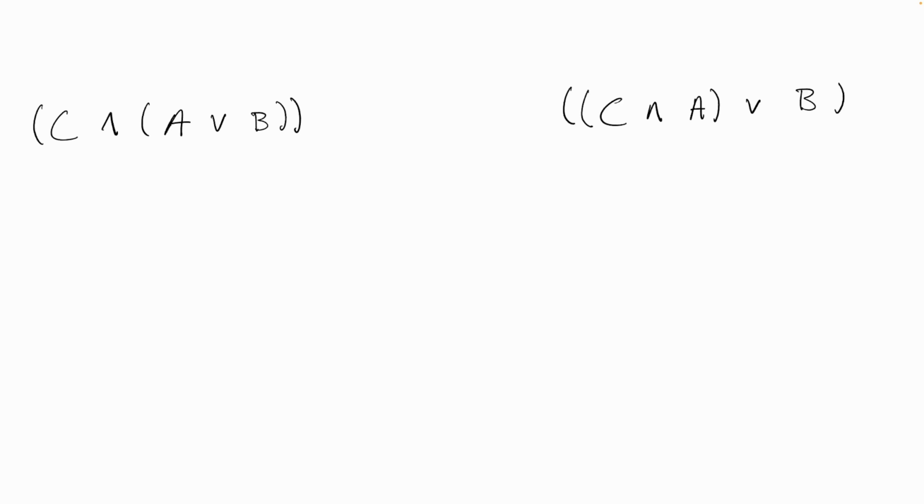You wouldn't be allowed in our formal language to write simply C conjunction A disjunction B without any parentheses, because that would contain a scope ambiguity. Is the disjunction sign joining the statements A and B, and then the conjunction is joining C with that disjunction? Or is the conjunction sign joining C with A, and then the disjunction is joining that with B? That's the kind of ambiguity that we want to eliminate.